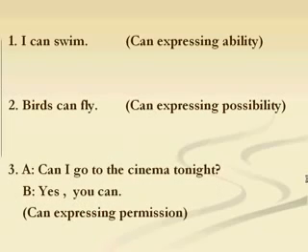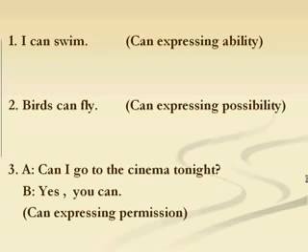Example number 3, A: Can I go to the cinema tonight? B: Yes, you can. Here A is asking for a permission to go to the cinema tonight, right? And B says yes you can. So can here is expressing permission. You can see that can is being used in these three sentences in a different manner. In sentence number 1, can expresses ability, but in sentence number 2, can expresses a possibility. And in sentence number 3, you can see that can is expressing a permission.